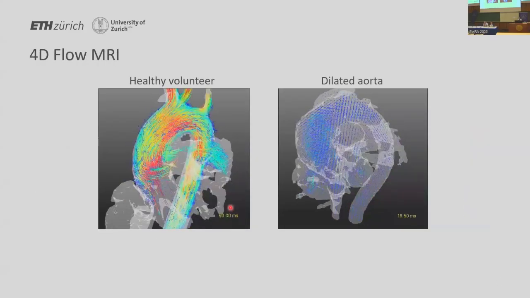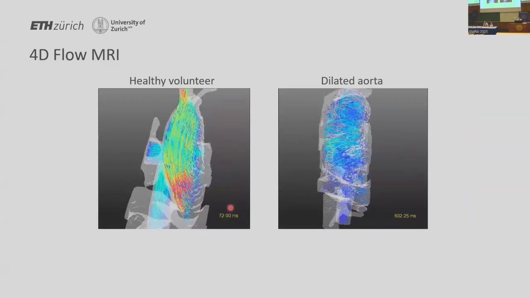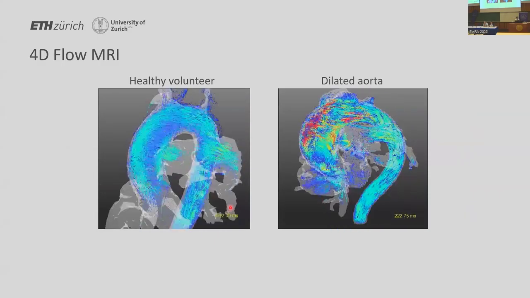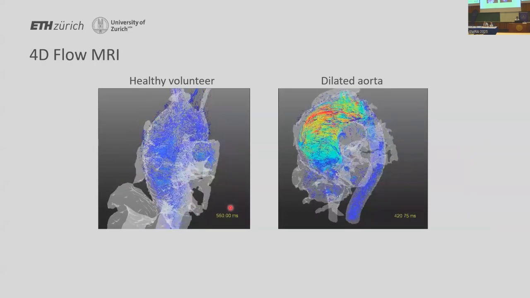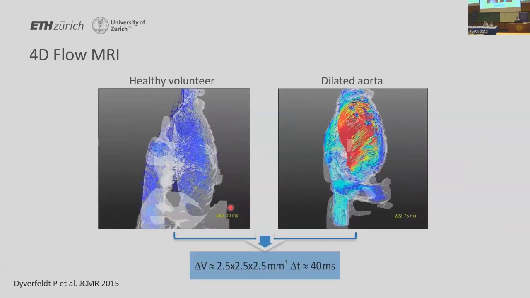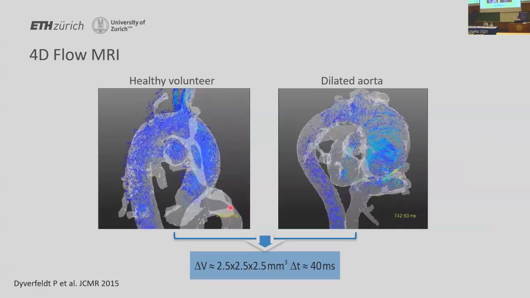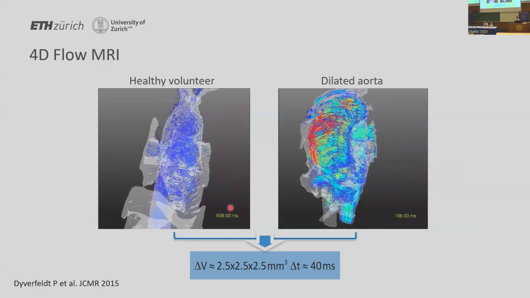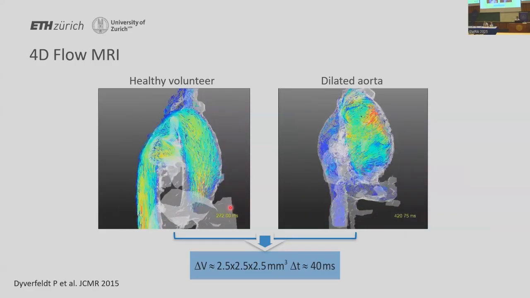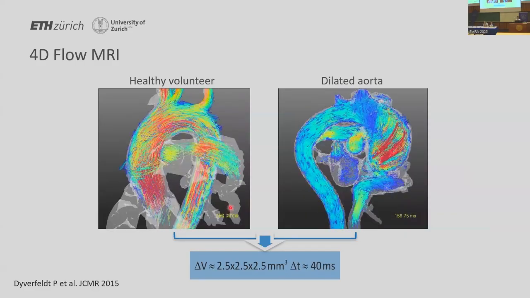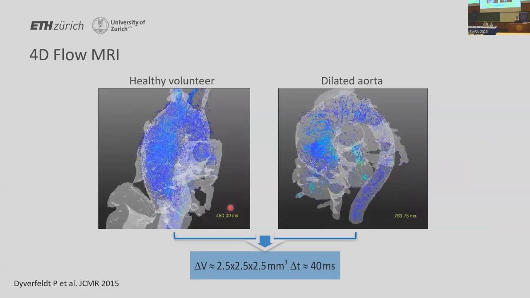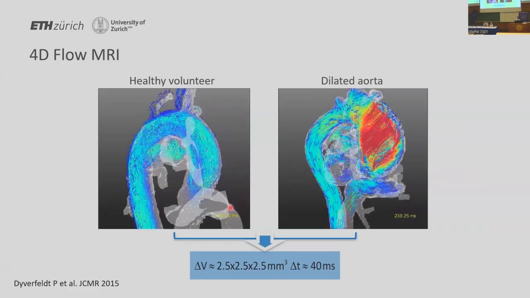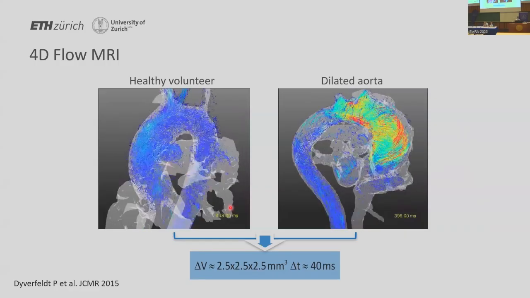This is again pretty old data, I should say, 20 years old: a comparison of healthy volunteer pathline tracking and a patient with dilated aorta. Our recommendation in the field is to acquire that type of data with 2.5 millimeter resolution, roughly isotropic, and a temporal resolution of 40 milliseconds. Let's keep these numbers in the back of our head, because in the end that tells us we have to take another path to look at turbulent stochastic flow.